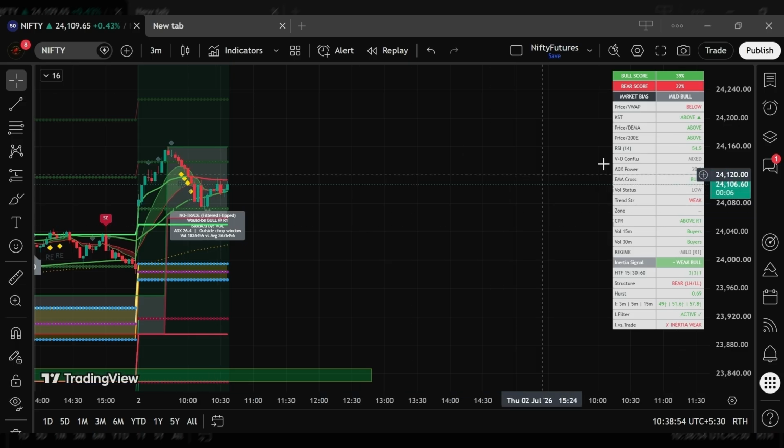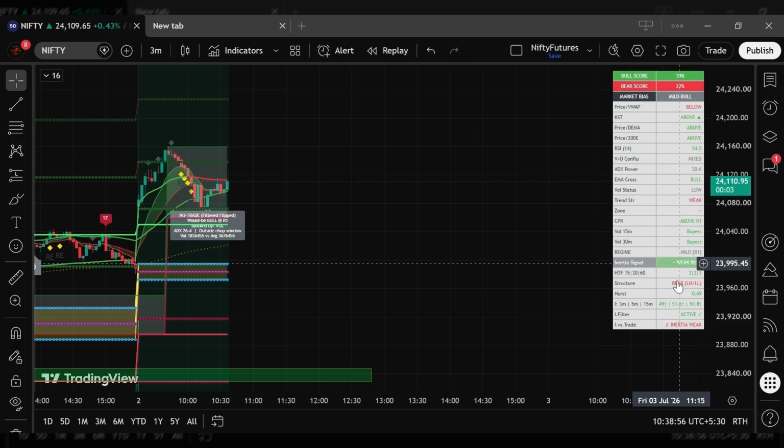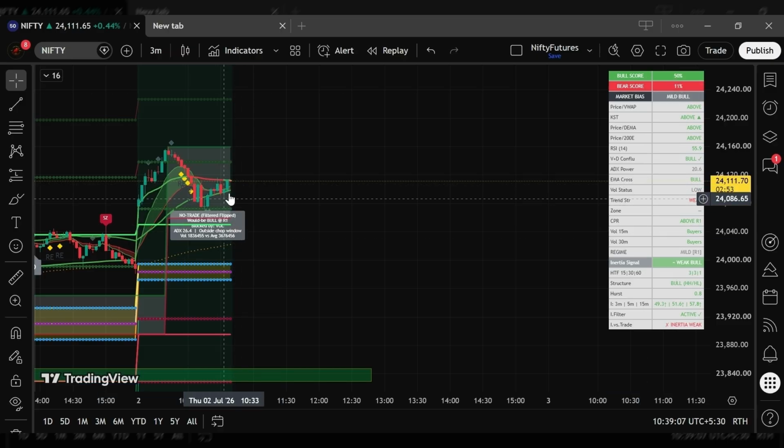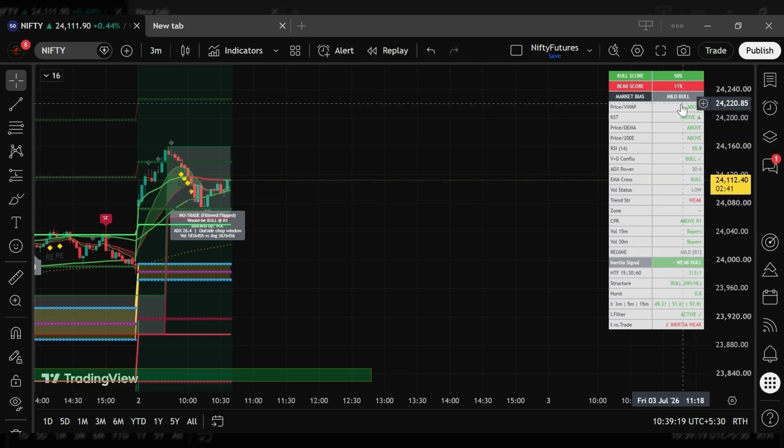Coming back to this indicator again, if you look at the right side of this panel, you can see the bullish score is only 39, or 50% right now. Okay, now we need to see. It has crossed it, but the ADX power has fallen down to 20, which is still weak. All the other parameters are favoring us on the bullish side, but the inertia is weak.